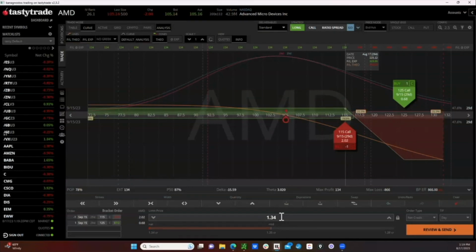Now, our profit target on this short call spread is going to be 50% of the credit collected. So we're looking for about $65 to $70 out of this trade idea. That's per short call spread traded.